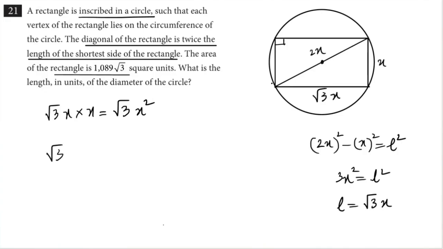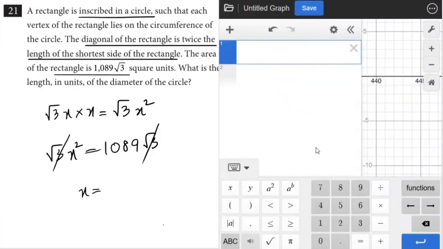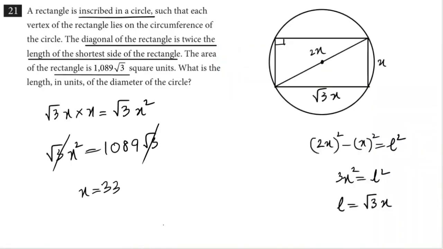Now put root 3 x squared equal to this value, 1089 root 3. Let's get rid of the square root 3 by dividing both sides by square root 3. So x squared is 1089, and I can check the square root quickly. The square root of 1089 is 33, good. Okay, so I need this value. The diagonal is 2 times x, so 2 times 33 is 66. So that is the answer.